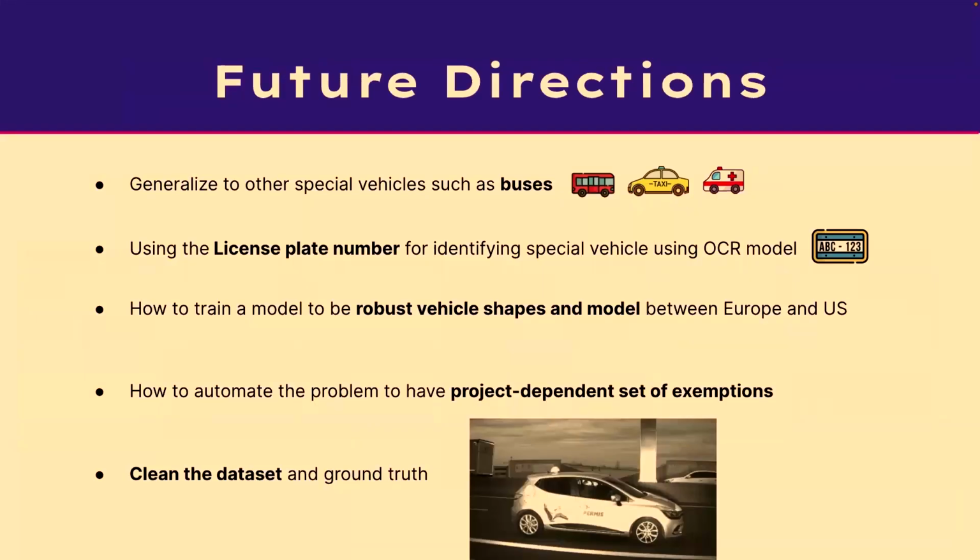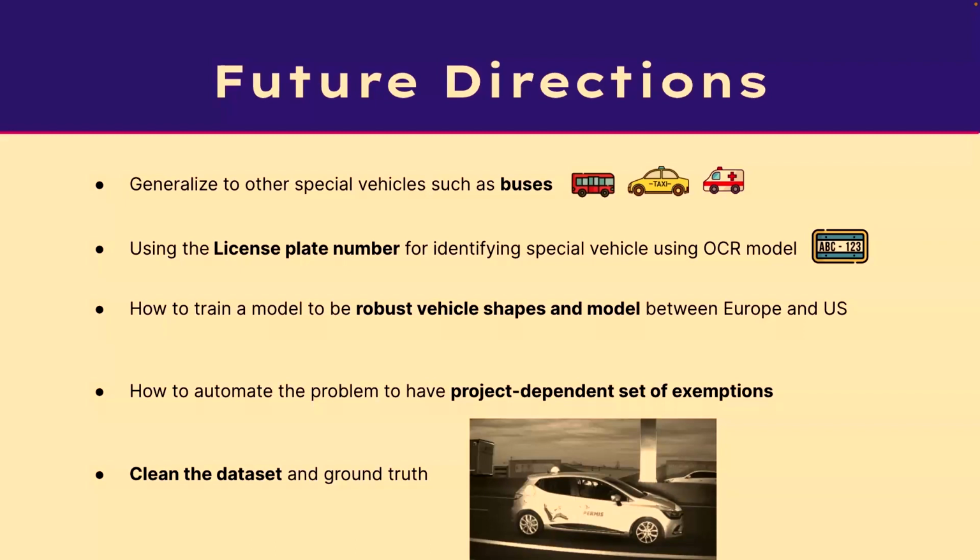And for the future direction, the first easy way that we can go is to add another class for other exempt vehicles like buses. So we can have 4 classes: taxis, ambulances or vehicles with sirens, buses, and normal vehicles. The next one is to just use the license plate number for identifying special vehicles, because in most countries, license plate numbers have been registered for the special vehicles, and we can just look up those databases. This is not deep learning, but this is very accurate.